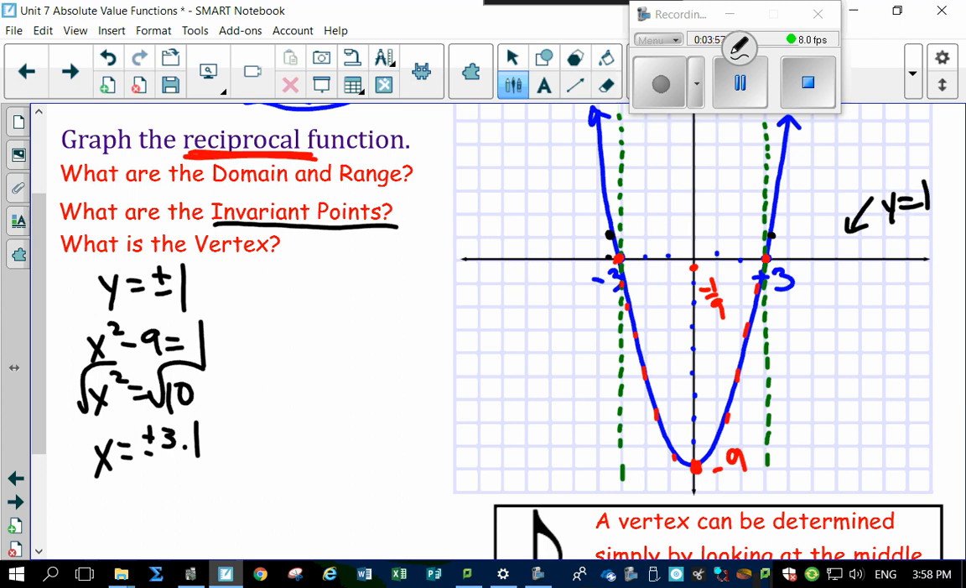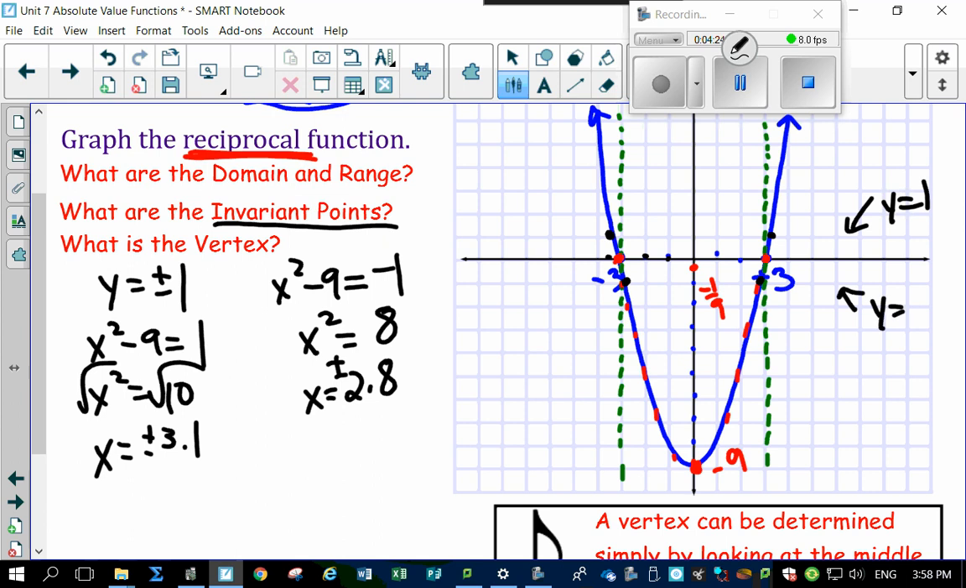But what happens when we say x squared minus 9 equals minus 1? Bring that over now. We got x squared equals 8 and x equaling about 2.8 or so, plus or minus. Okay, check this out. At 2.8, which is going to be right about here. There's your invariant point here, and there's your invariant point here, right there. Because of course that's where y equals minus 1. Those are accurate numbers for your invariant points.